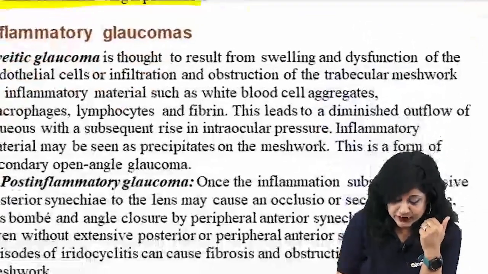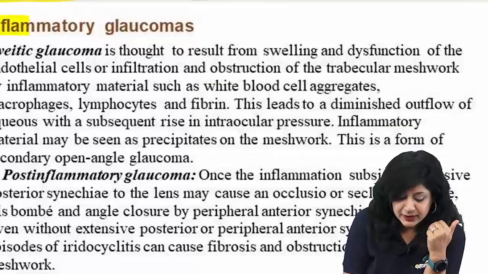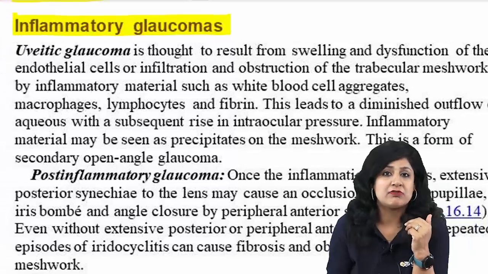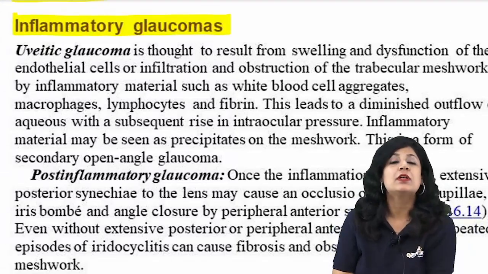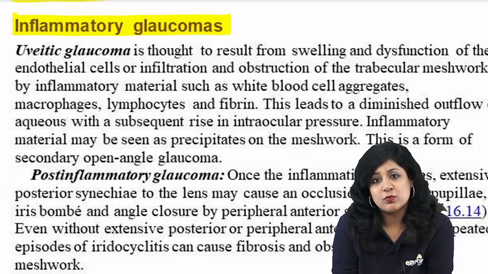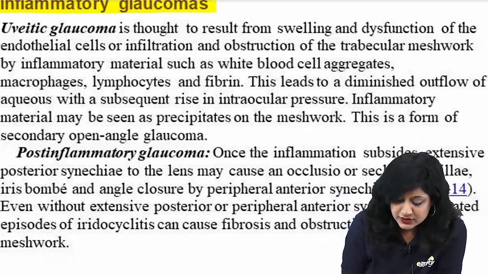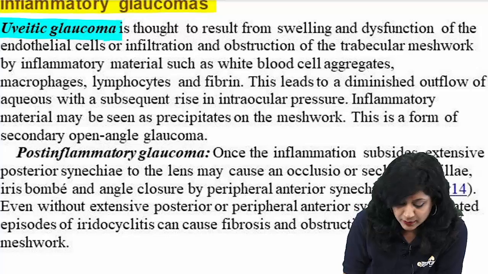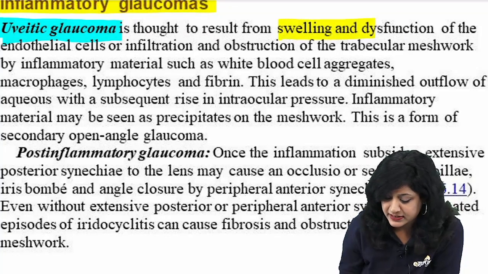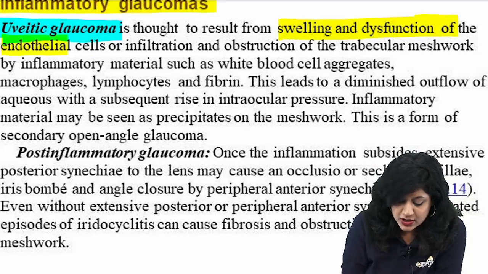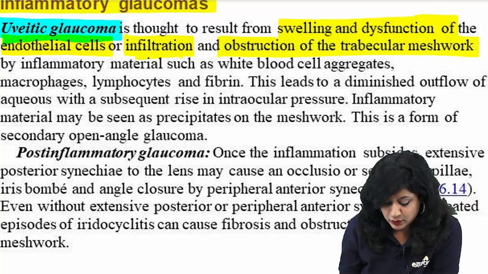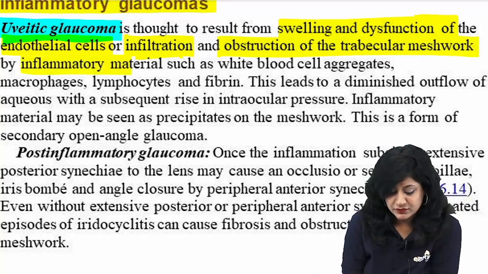Now, first of all, we start with the inflammatory glaucoma, because I think this is one of the most common causes of secondary glaucoma, and if you look at the incidence of the inflammatory pathologies, they are again quite common. So, the first is your uveitic glaucoma, right? Uveitic glaucoma occurs due to the swelling and dysfunction of the endothelial cells, or we can have infiltration or obstruction of the trabecular meshwork by the inflammatory cells.